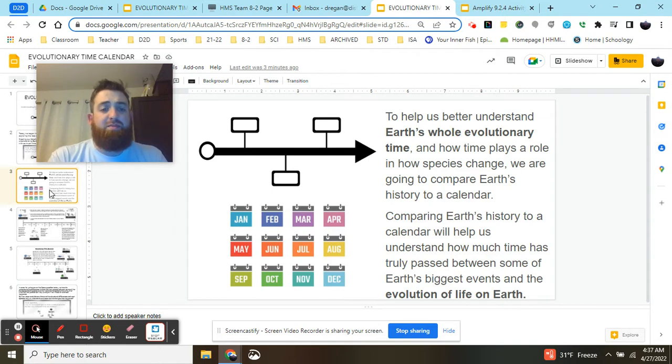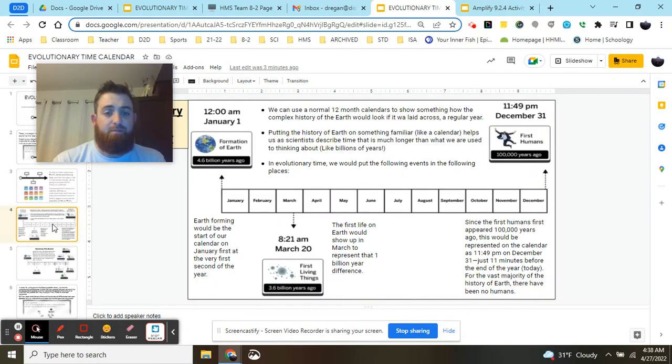So, to help us better understand Earth's whole evolutionary time, so all of the time from the beginning to the end of that timeline model you made, and how that plays a role in species changing, we're going to compare Earth's history to a normal calendar, one we're used to from January to December. Comparing Earth's history to a calendar can help us understand how much time has truly passed between some of Earth's biggest events and the evolution of life. So let's go ahead and take a look at how we're going to do that.